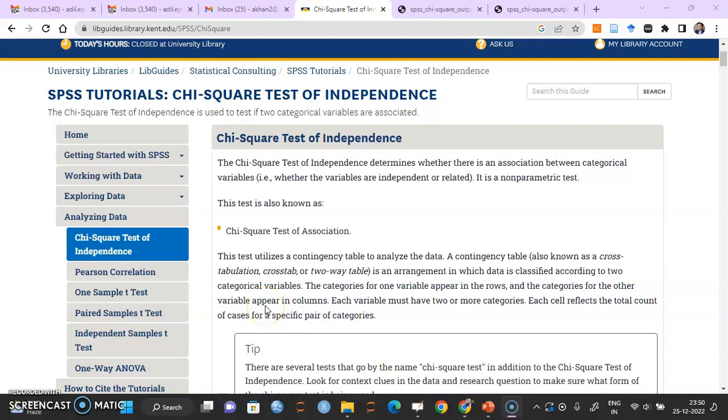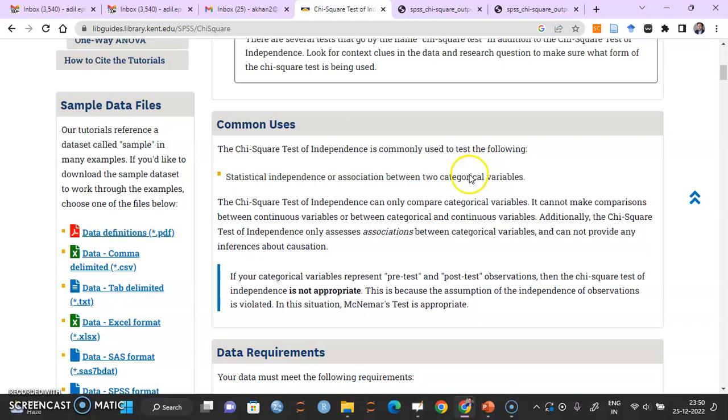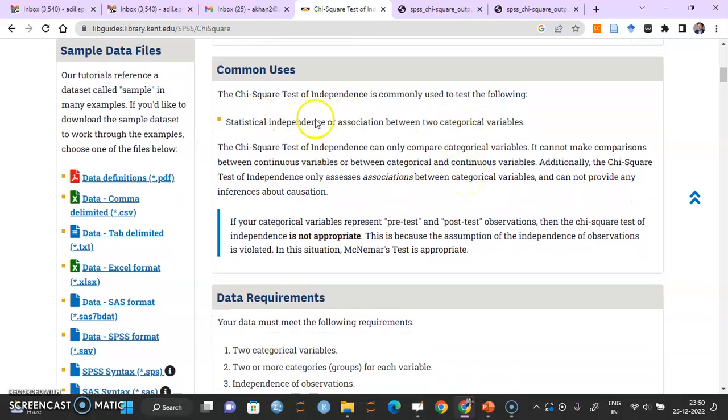Welcome to this tutorial on the chi-square test of independence. We do the chi-square test when we check the independence or the dependence between categorical variables. It's a non-parametric test. So let's look at some common usage of the chi-square test. You use it to check the statistical independence or association between two categorical variables.